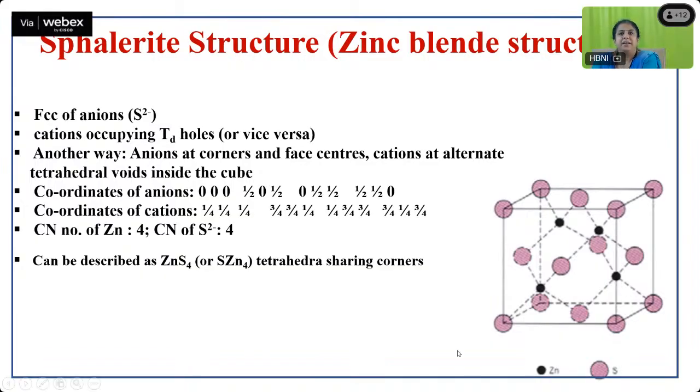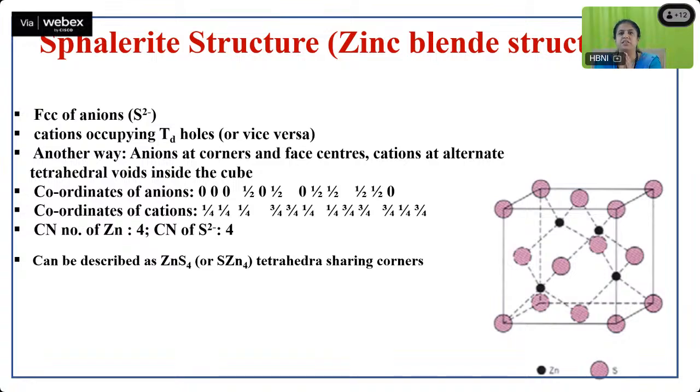But here there is a little difference. Again, your anions form the FCC unit cell, similar to NaCl, but now you have to place your cation in the tetrahedral holes. Let me remind you, or you remind me, how many tetrahedral holes were there in the cube? There were 8. The number of sulfide that you have put are only 4. So if you fill all the tetrahedral holes, it will become ZnS2. But my formula is ZnS. That means in the unit cell, only the alternate tetrahedral holes are filled.